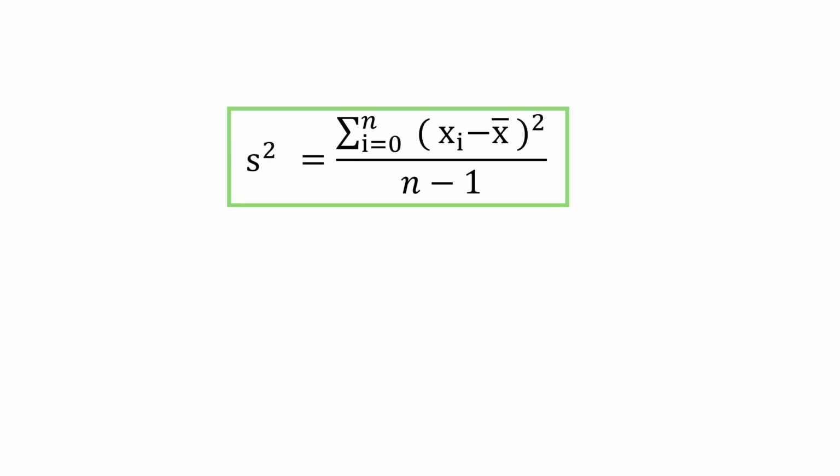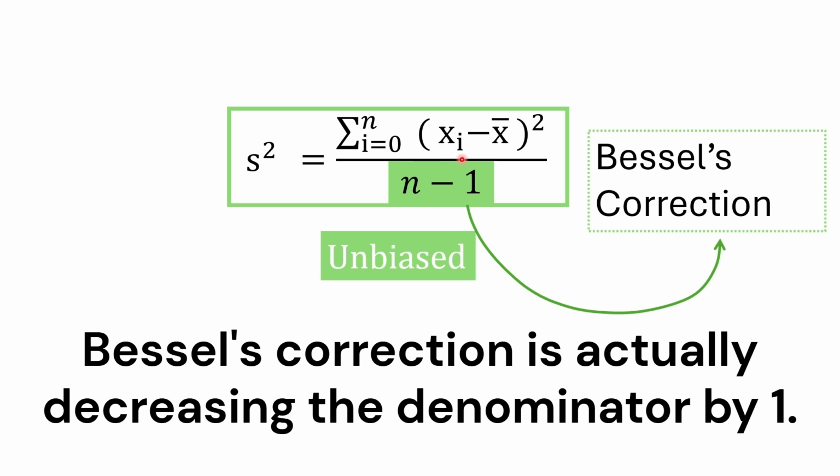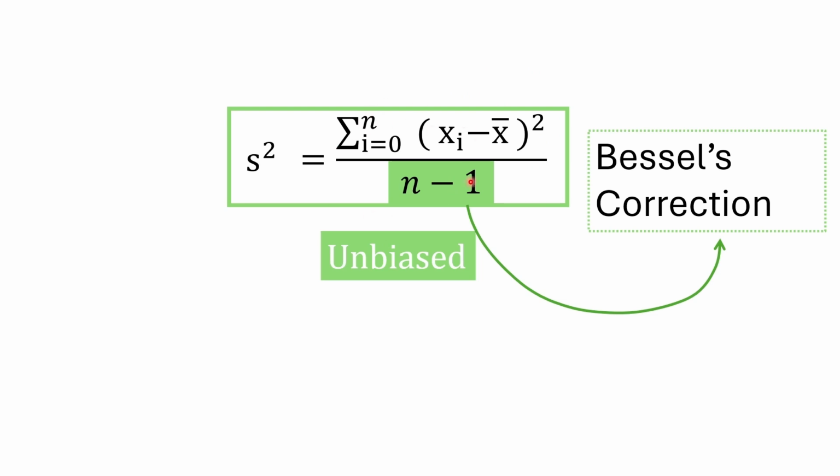So to counteract this decreasing bias introduced by using the sample mean, Bessel's correction is used, which will increase the final value of each estimate and make it unbiased. Okay, so what is Bessel's correction doing here? See, Bessel's correction is simply reducing the denominator by 1, which will increase this overall value by a little bit, and this will counteract the decreasing bias that comes from using the sample mean. Cool.